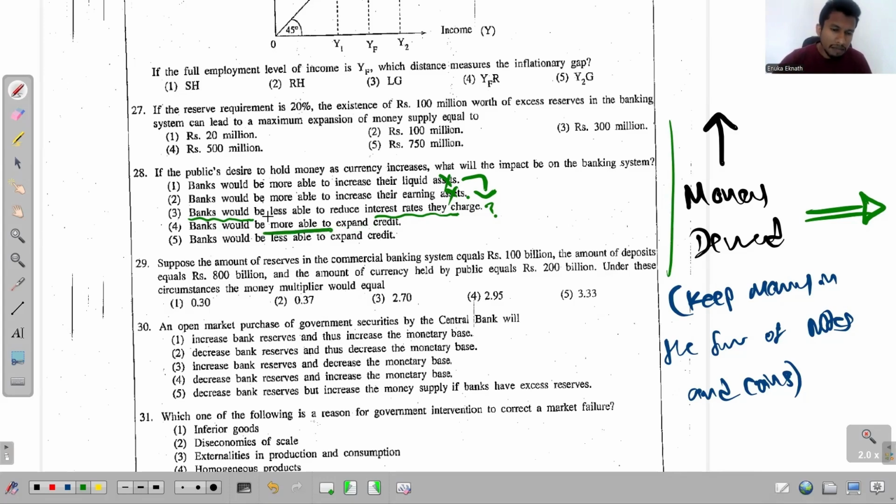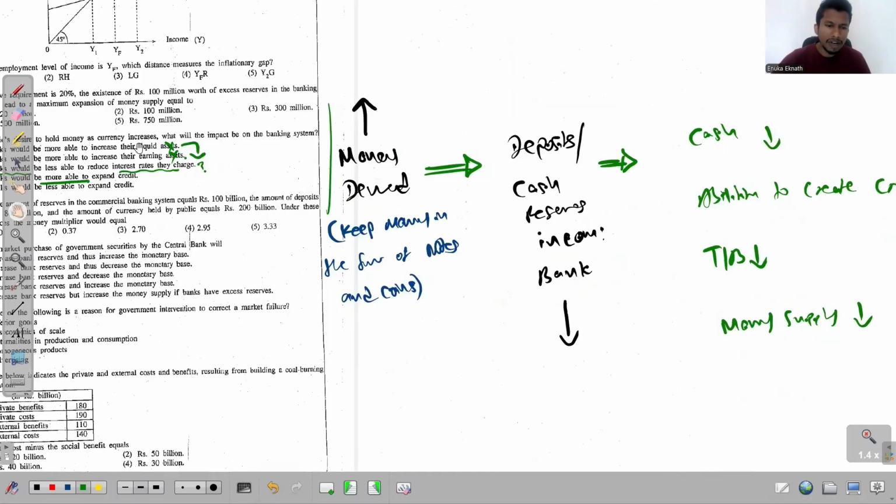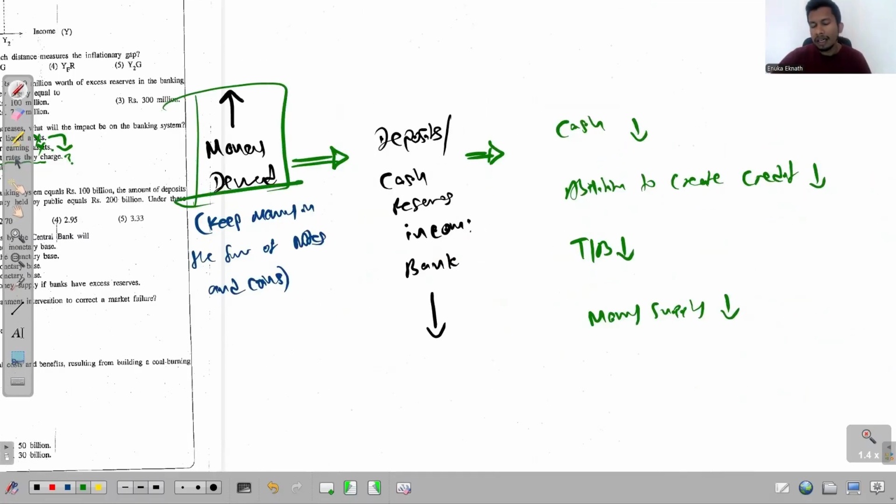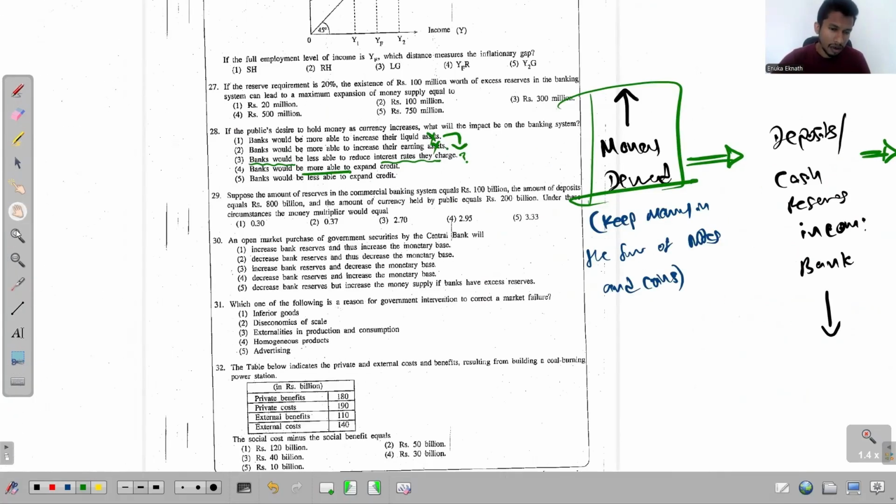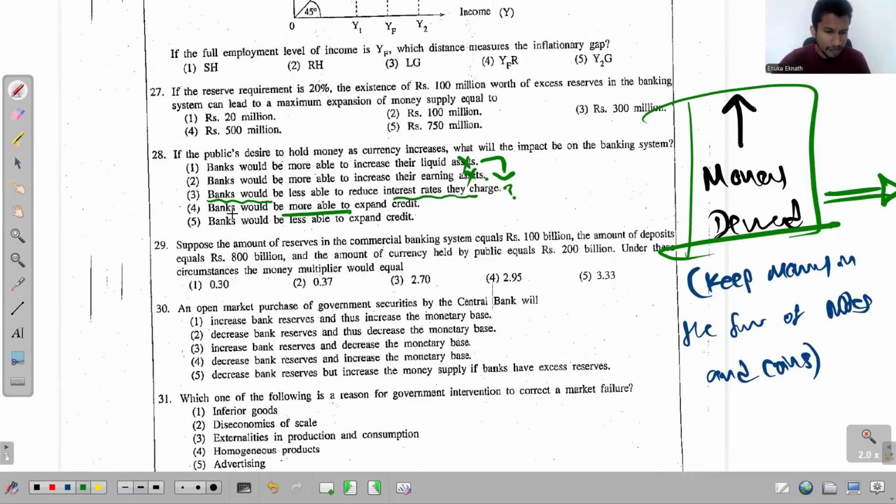Would be more able to expand credit. But look at this one. When money demand increases, their ability to create credit decreases. So the opposite of the fourth one is true, right? And the fifth one, banks would be less able to expand credit, and that's the opposite of the fourth one. So this is the true statement. So for this question number 28, the fifth one is the answer.